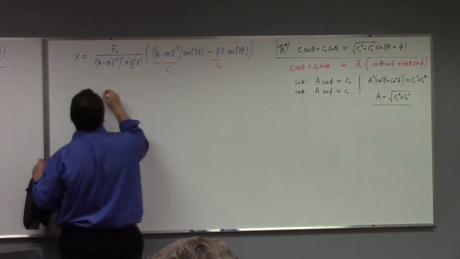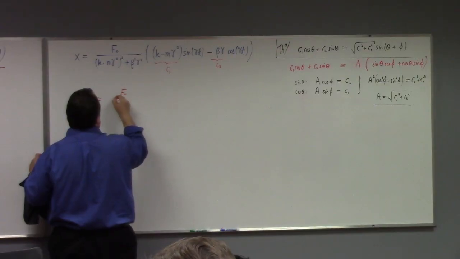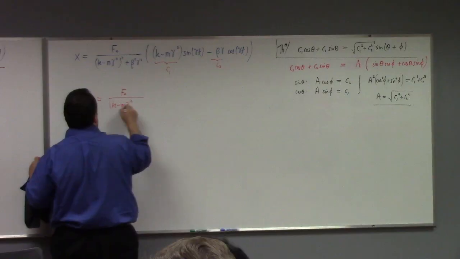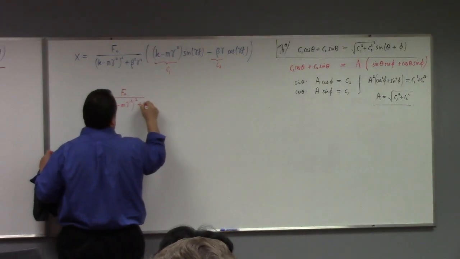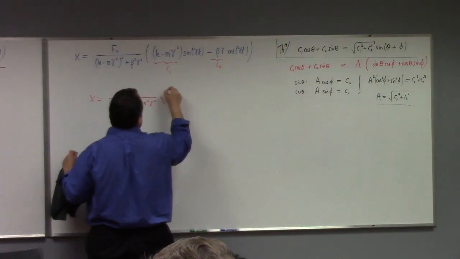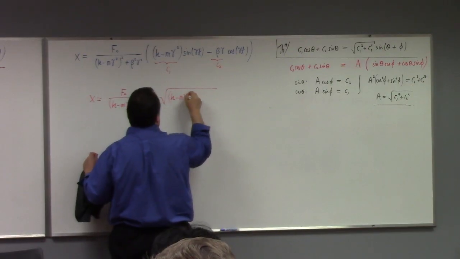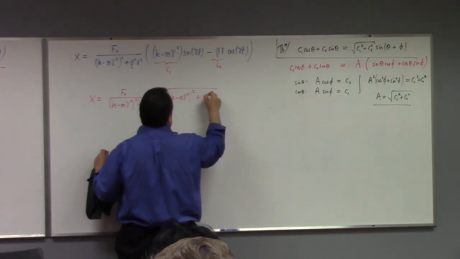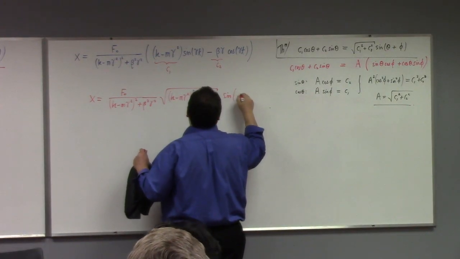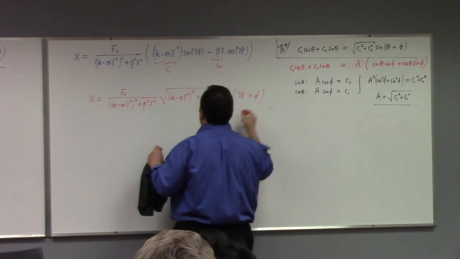So for the amplitude, I've got x is equal to f naught divided by k minus m gamma squared, squared plus beta squared gamma squared. I'm so tired of writing that. And then the square root of k minus m gamma squared, squared plus beta squared gamma squared. I've seen that before somewhere. Times the sine of gamma t plus some phase angle I don't care about.